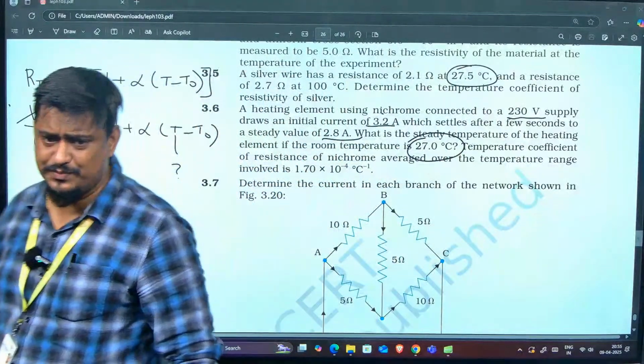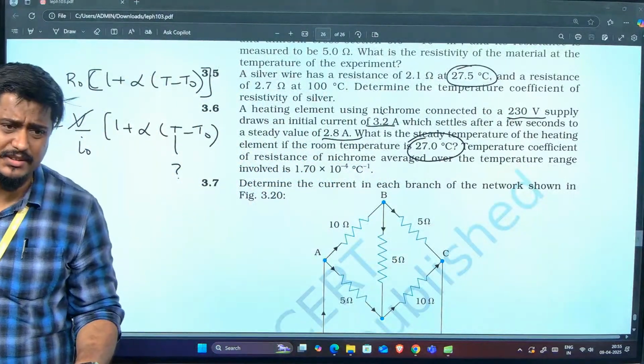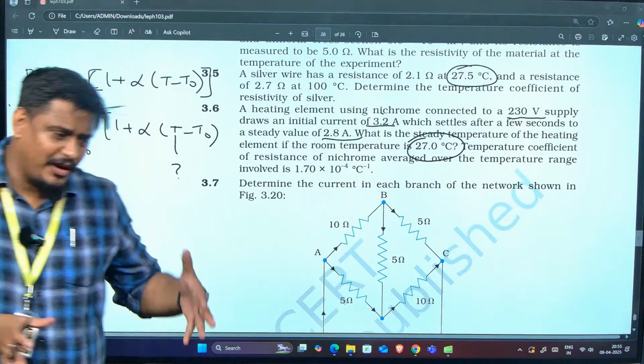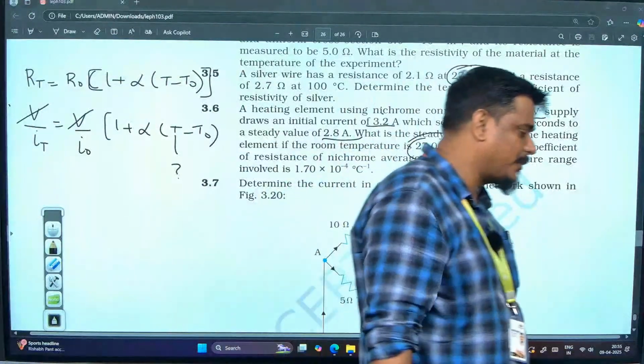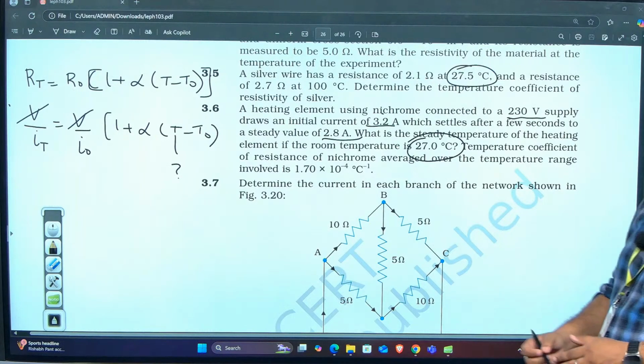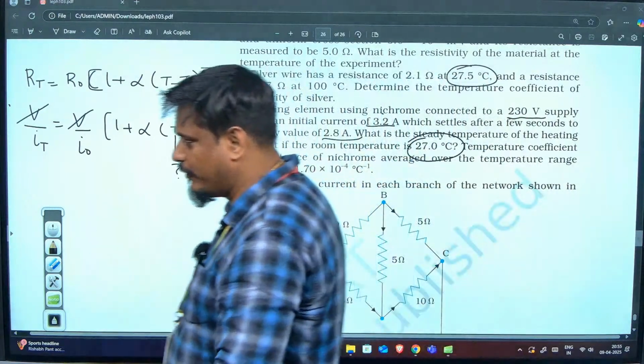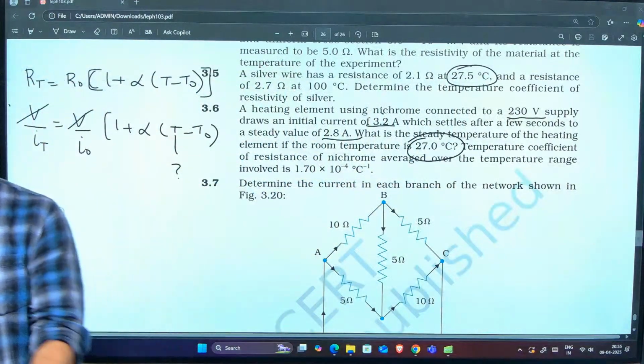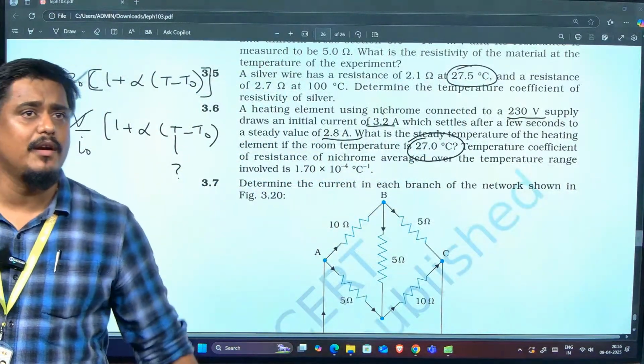Is it clear to you? Very basic questions. Today we are limiting ourselves not to go beyond some topics, and even then we have finished almost one third of this chapter. Still many things are there, but we have finished quite a good part of this chapter. Okay, so today what did we learn in the class?